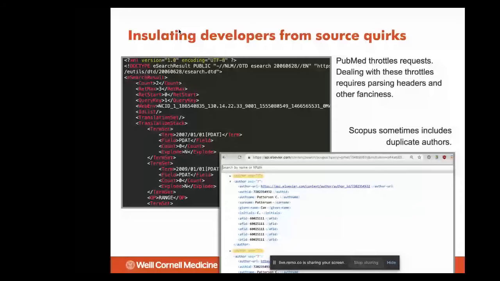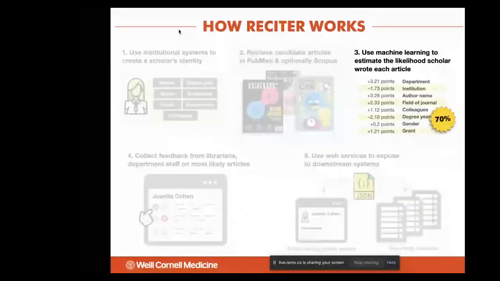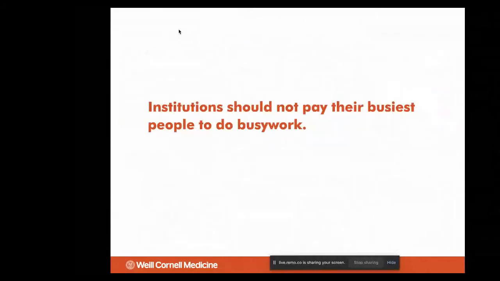There's some nice touches. So we output a display date and a standardized sortable date appropriate for use in spreadsheets. We compute a single canonical publication type. We infer target author by using a set of heuristics, comparing the author names in the article against the names in the identity. And then ReCiter also allows you to look up publications since the last time the system was run.